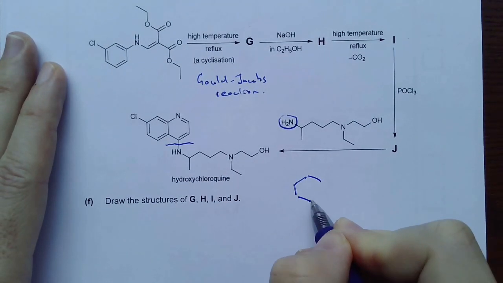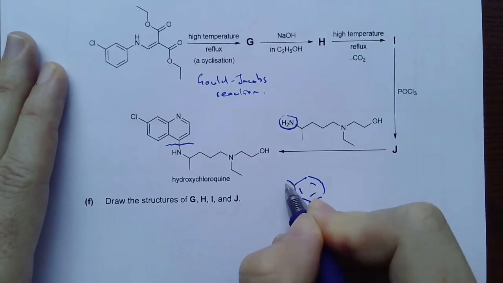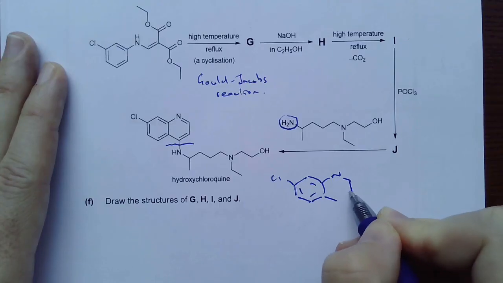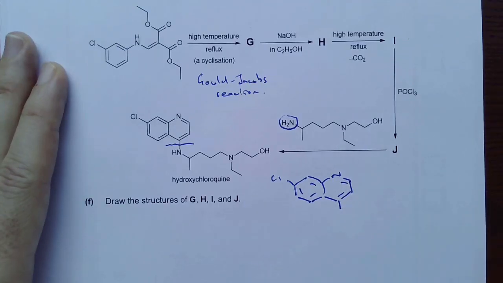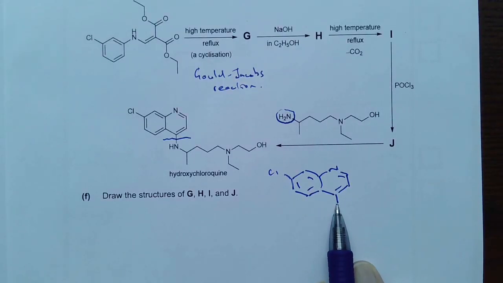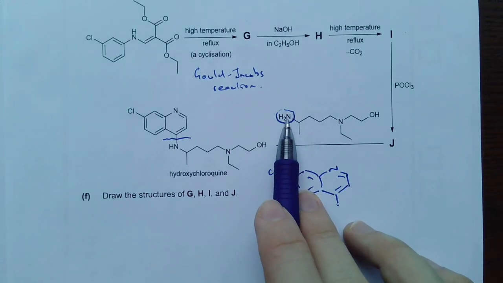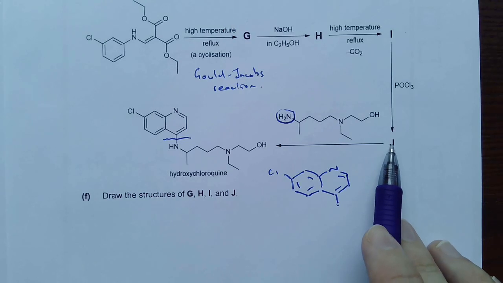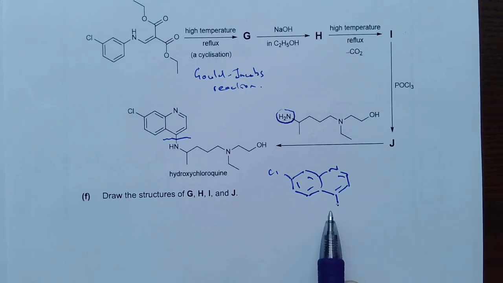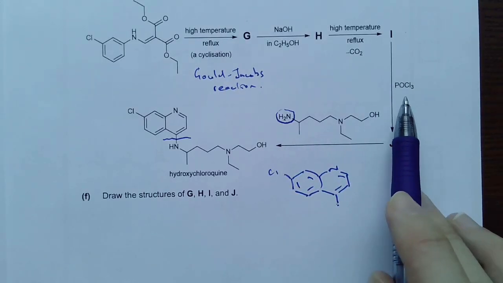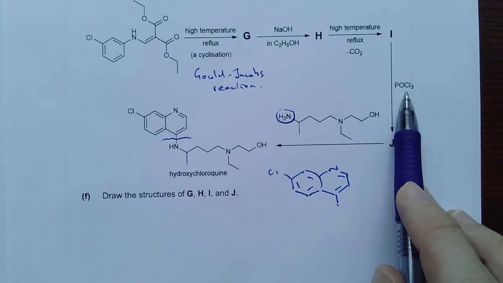And if I do that, I know that it's going to be like that. And then there has to be something here that directs the chemistry. So there has to be a group here that this is going to substitute with. So the only thing that I need to work out for J is what is here instead of this molecule. Now, in order to get to J, the last step is POCl3.